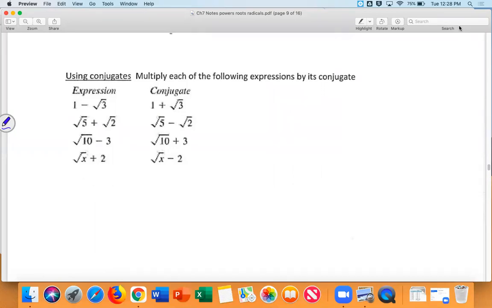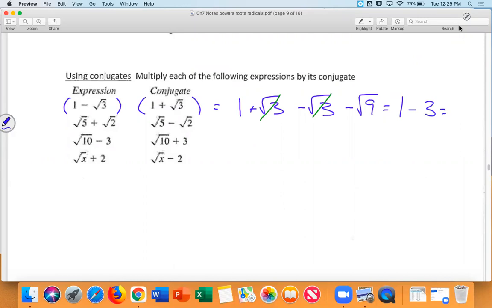When I multiply each of these together, if I do this times this, I have 1 times 1, that's going to be 1. And then I have 1 times root 3. And then I have negative root 3 times 1. And then I have negative root 3 times positive root 3, that's minus root 9. Here, look, those cancel out. I'm left with 1 minus 3, which is negative 2. Do you guys see that?